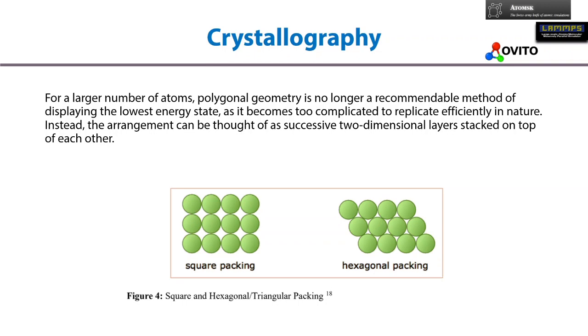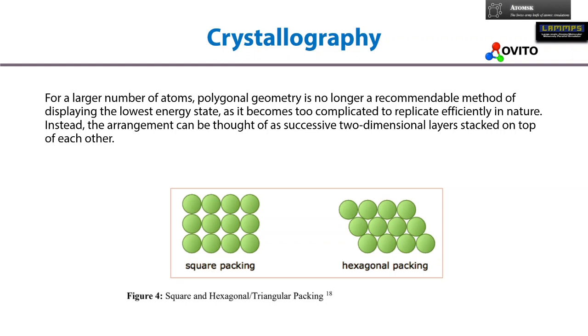So the arrangement can be thought of as successive two-dimensional layers. We see that when the atom numbers increase, they actually stack up one upon another in the form of layers. We will be talking about two particular kinds of layers which are mostly found in nature. Firstly, square packing. Here atoms are stacked perpendicularly, one atom above another atom. And in hexagonal packing, the third atom is placed above the gap of the first and second atom.